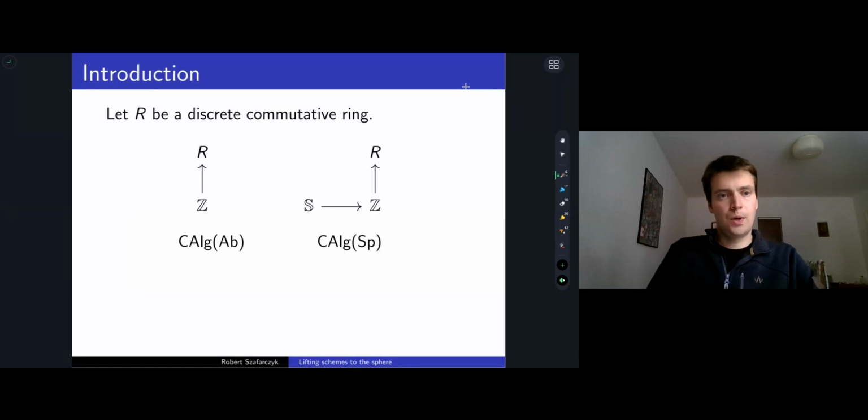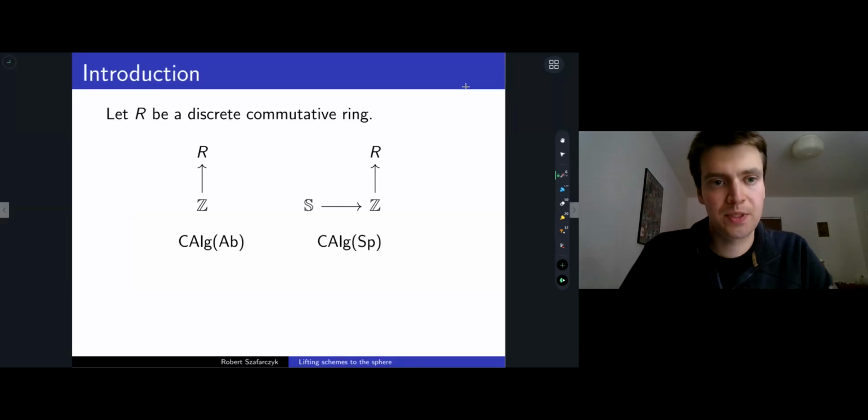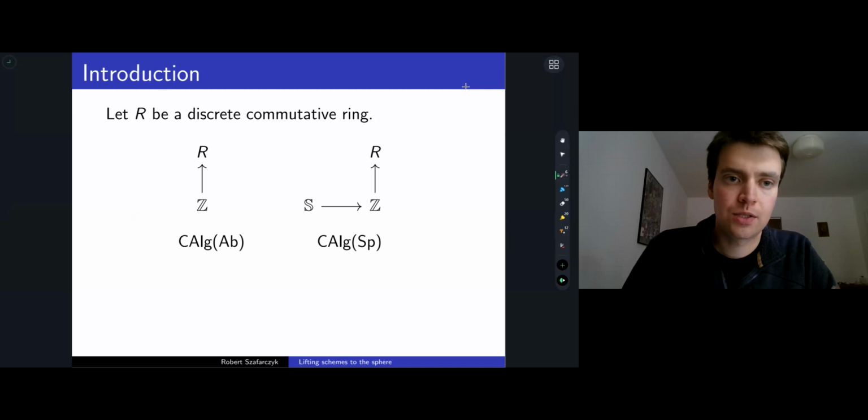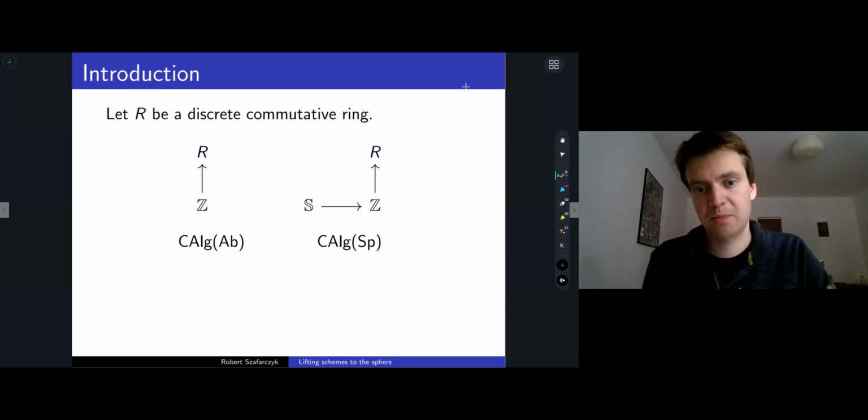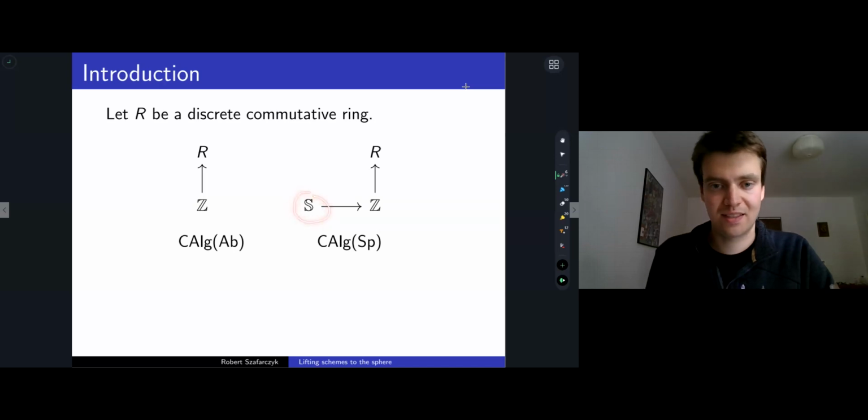Okay, so first let me tell you what I mean by a lift. If we are given just a discrete commutative ring, then it lives over the integers in commutative rings. But if we move to higher algebra and allow commutative ring spectra, then we get another point in our diagram, which is the sphere spectrum, which maps to the integers, which maps to R.